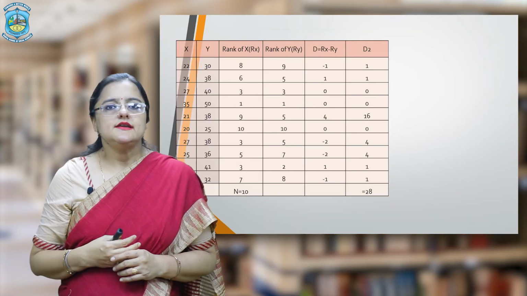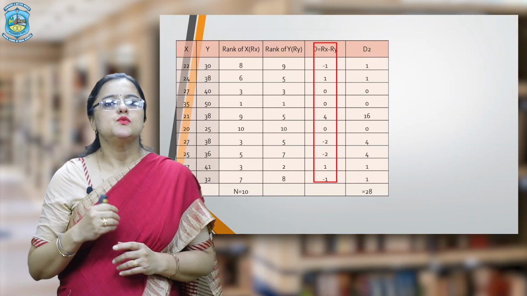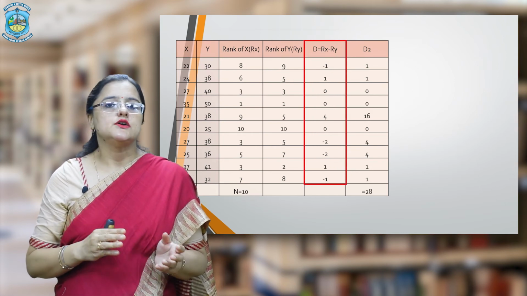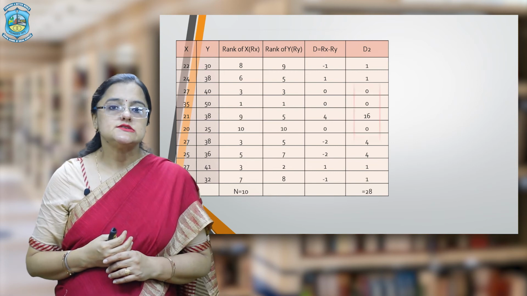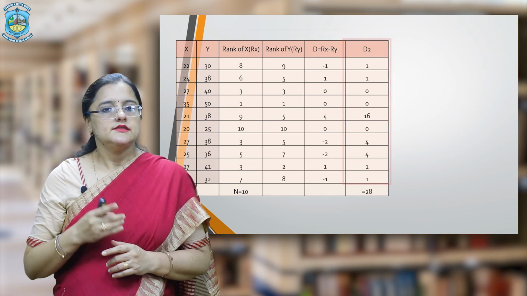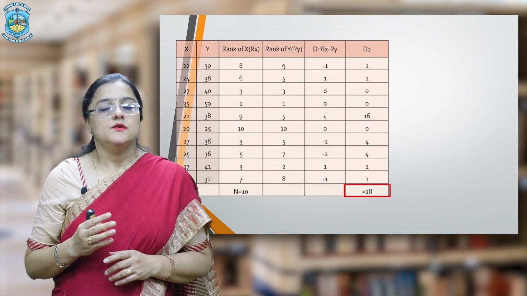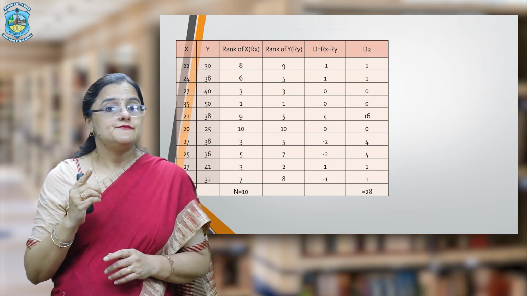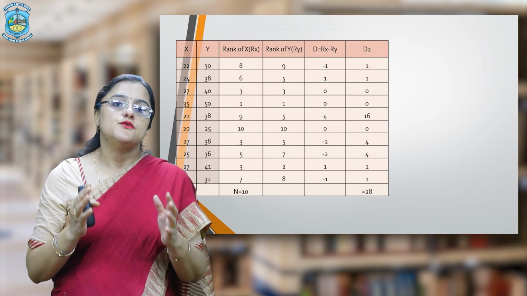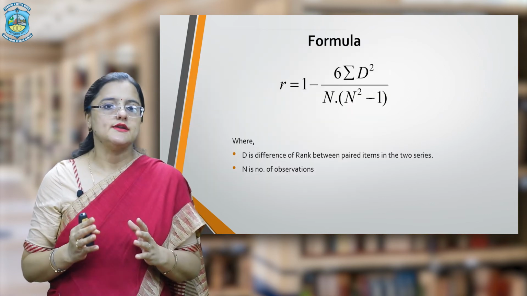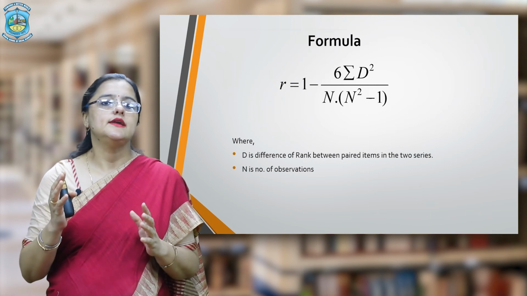Next you can see we have constructed column D, which is nothing but Rx minus Ry. The values are calculated, and subsequently the value of D square is calculated in the next column. The total of all the D square is coming out to be 28. Now here we have to put the effect of these repetitions into the formula that we were using so far, that is 1 minus 6 summation D square upon n square minus 1 into n.